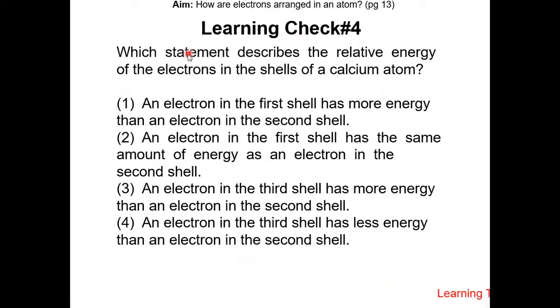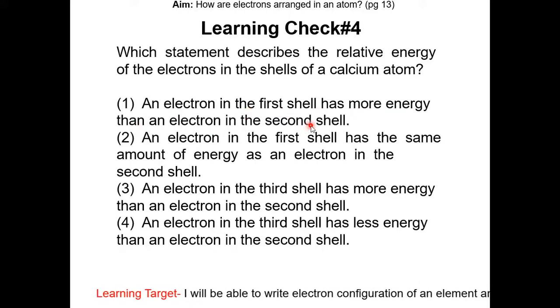Learning check number 4. Which statement describes the relative energy of the electrons in the shells of a calcium atom? Pause the video and resume once you have the answer. Okay, so let's go over each choice. An electron in the first shell has more energy than the electron in the second shell. So that's wrong.